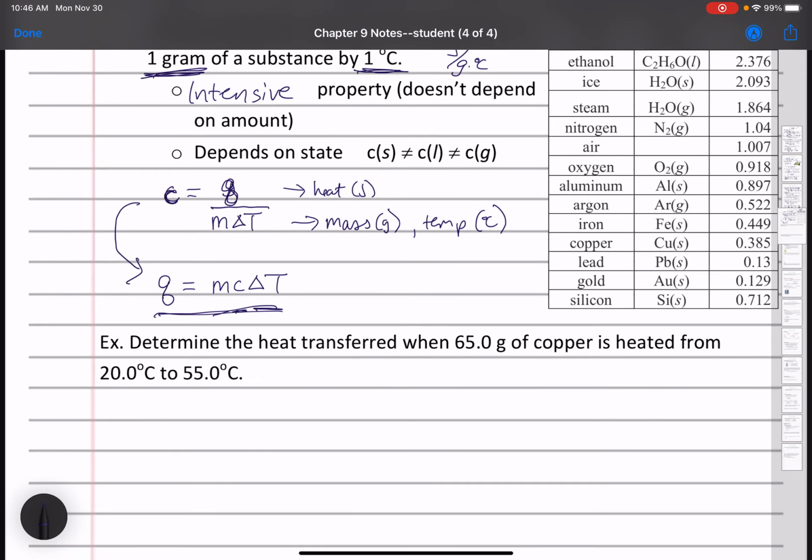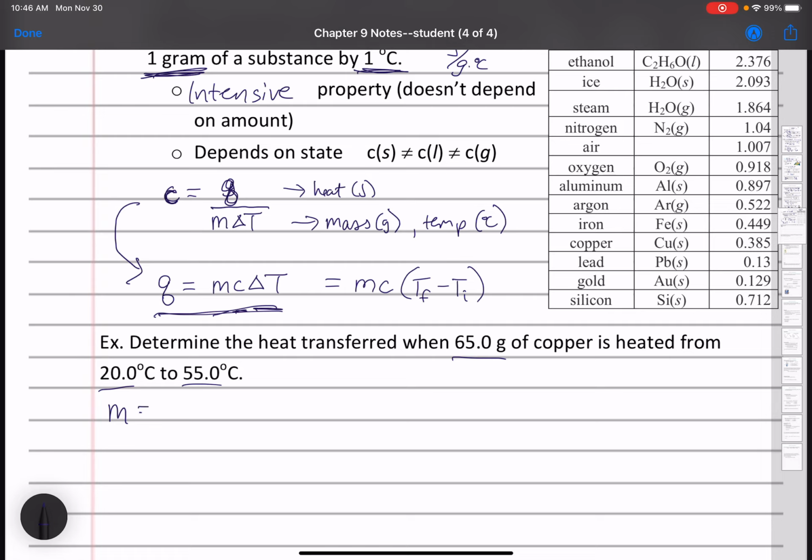So for example, you could have a problem like this. Determine the heat transferred when 65 grams of copper is heated from 20 degrees Celsius to 55 degrees Celsius. I'm going to just rewrite this equation out in another way. Another way we could write this is mass times specific heat times change in temperature. We could write out change in temperature as T final minus T initial. All right, so same equation, I've just written out what change in temperature means.